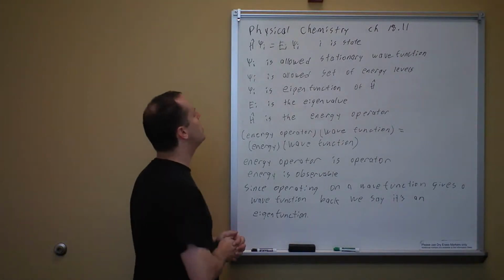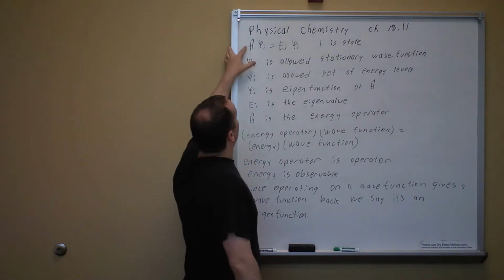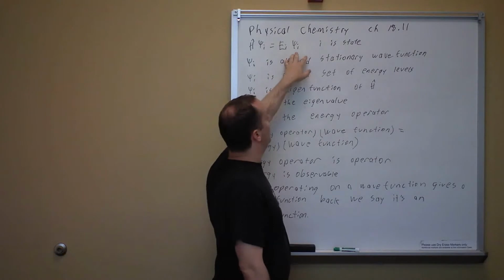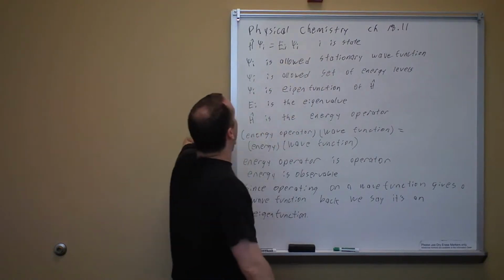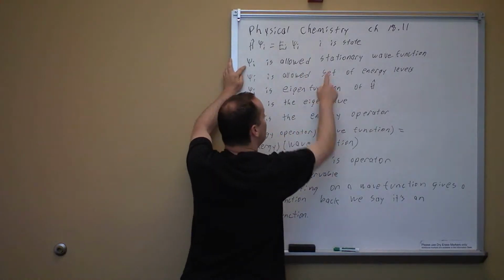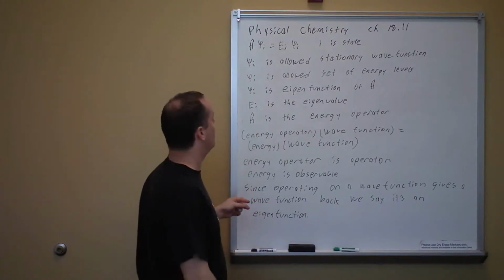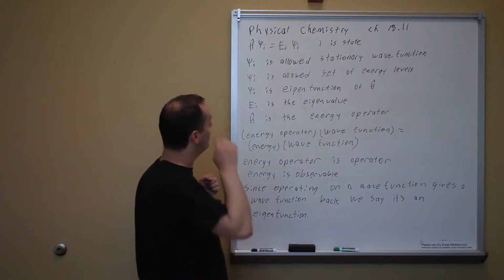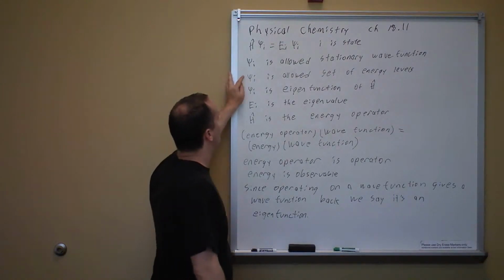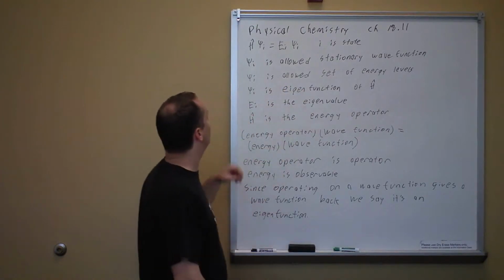Continuing on physical chemistry, chapter 18, section 11. So we showed before that the Hamiltonian of psi of i is equal to the energy level times psi of i, where i is the state. So remember, psi, that's our wave function, or the allowed stationary wave function. So obviously we're talking about a stationary state, or a time-independent wave function. So psi of i is going to give us our allowed set of energy levels.